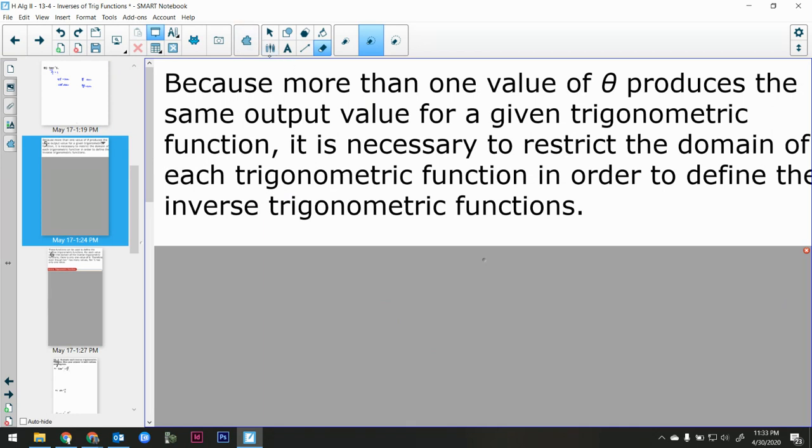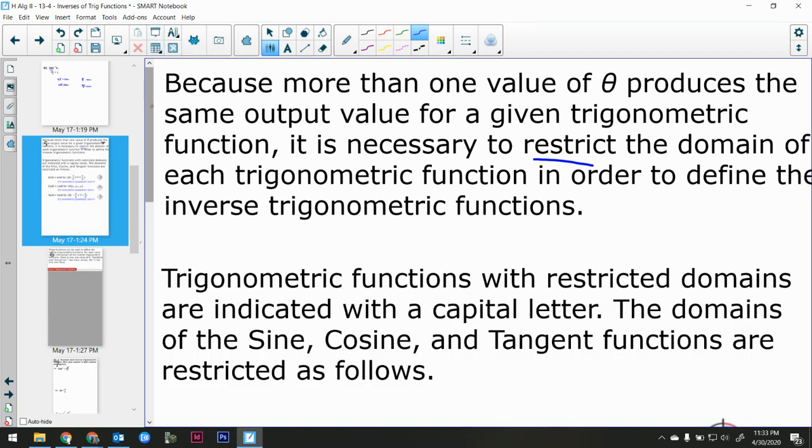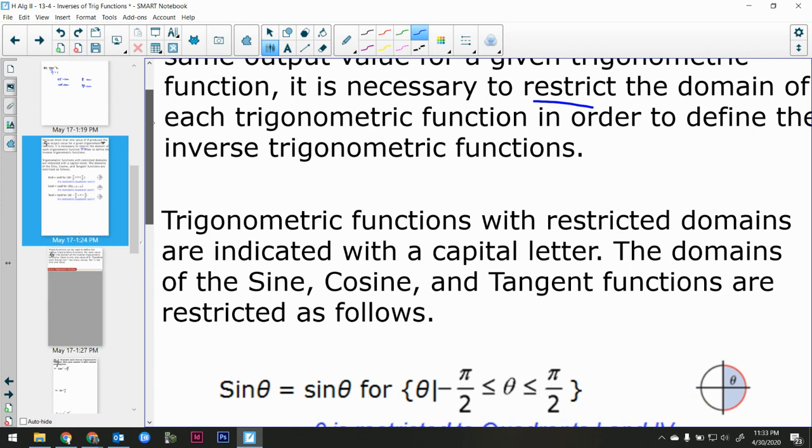So what if we really wanted it to be a function? Well, then it would be necessary to restrict the domain. We would have to say, well, then you can't have all of those answers. You can only have one output for each input. So what we're going to do is restrict the values, okay?